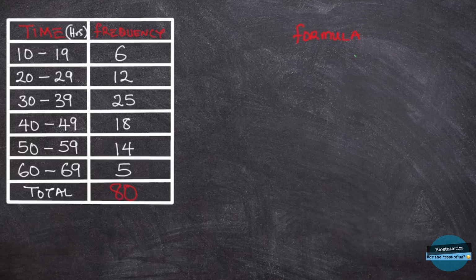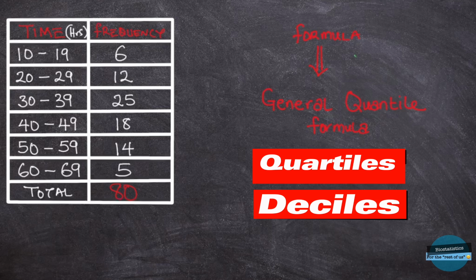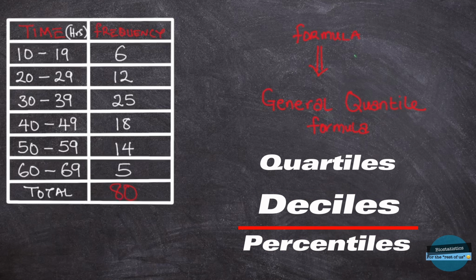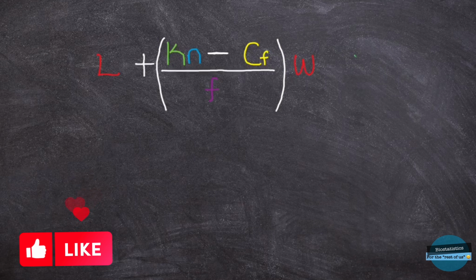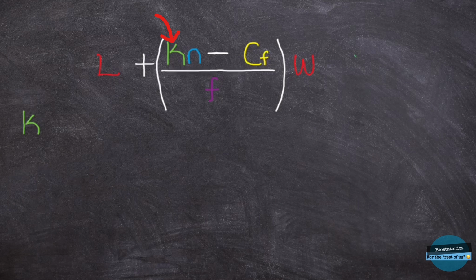There are several formulas that can be used, but I found this one to be the best. I call it the general quantile formula. It's very easy to memorize for students and even easy to understand. It's a special formula that allows you to compute any of the quartiles, deciles, or percentiles. So this is the general quantile formula: L plus [(Kn minus Cf) divided by F], all in brackets, multiplied by W. Easy peasy.